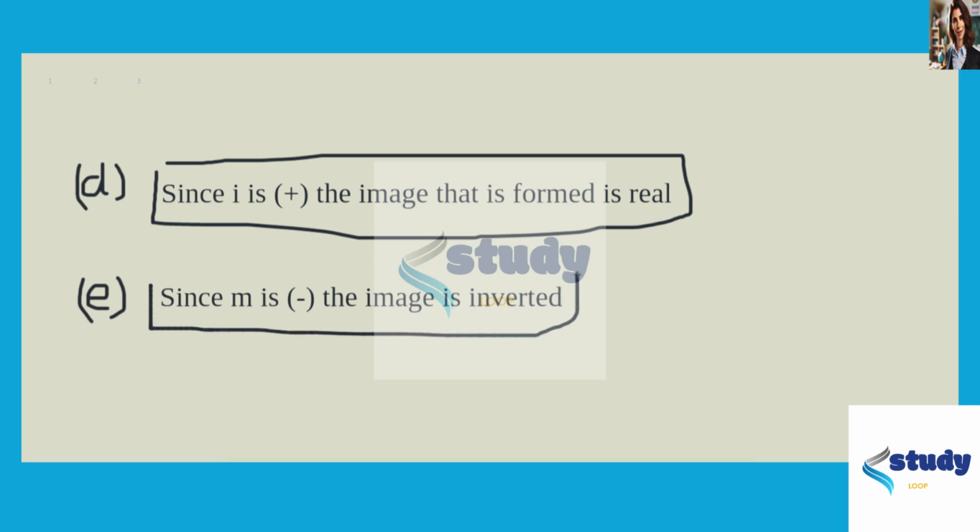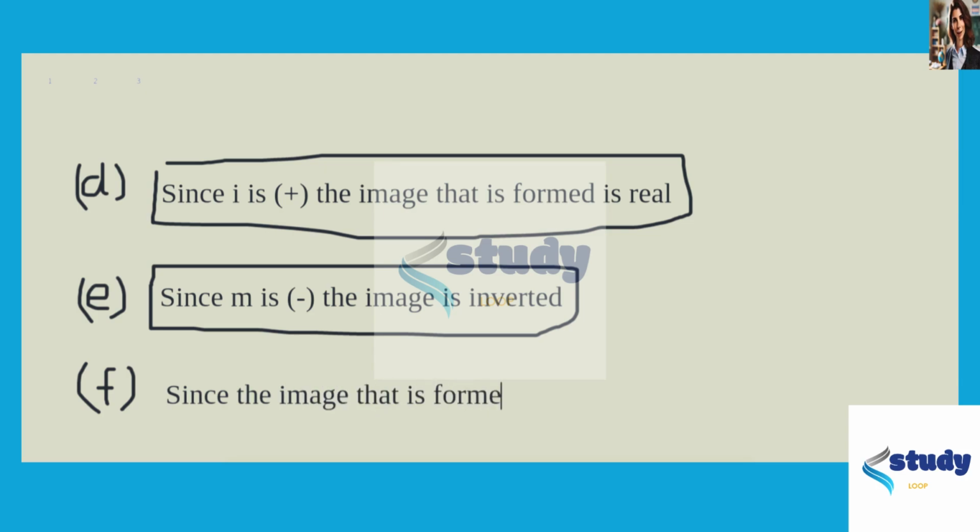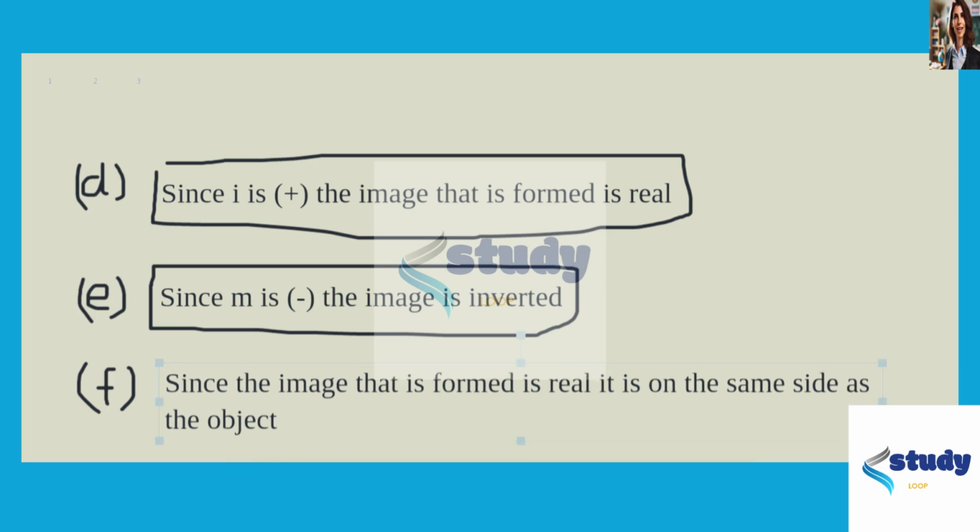And the last part of our question is part F, and it says, is the image that is formed on the same side as the object relative to the mirror or on the opposite side? But since the image that is formed is real, it's on the same side. So we can say since the image that is formed is real, it is on the same side as the object. We can box all of that in as our solution to part F in the last part of our question.